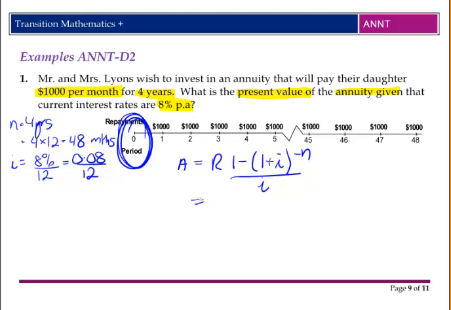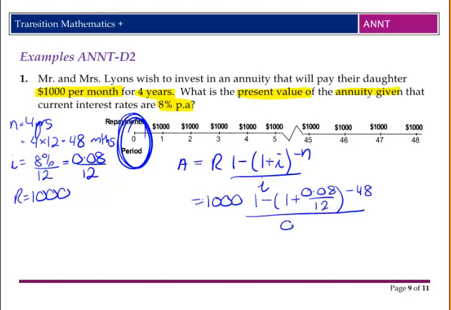So from here, if we plug in our repayments, we want $1,000 per month, so that's 1,000. Then we have 1 minus (1 plus 0.08 over 12) to the power of negative 48, all over our 0.08 over 12. Note that I have left that fraction; I don't want to keep approximating. Now when you plug it in your calculator, be really careful. If you're going to use the formula this way, you need to remember that you've still got that bracket around all of that, so you're going to have to use brackets.